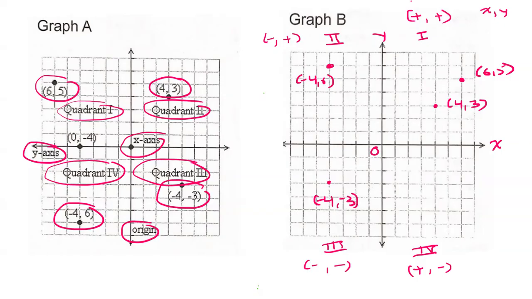And then 0, negative 4. Where's 0, negative 4 going to be at? 0, negative 4. Where would that be at? Y-axis. Perfect. Yep, on the y-axis. Excellent, right? 0, negative 4. Again, this is not where it is. 0 means we start at the origin, and negative 4 we go down. So 1, 2, 3, 4. Okay, so there's 0, negative 4.